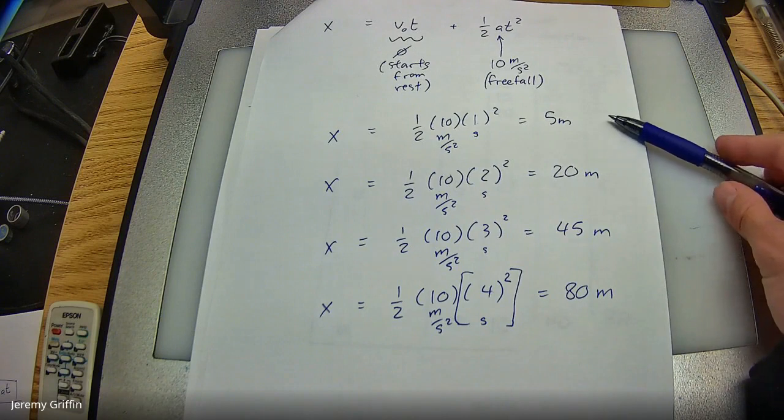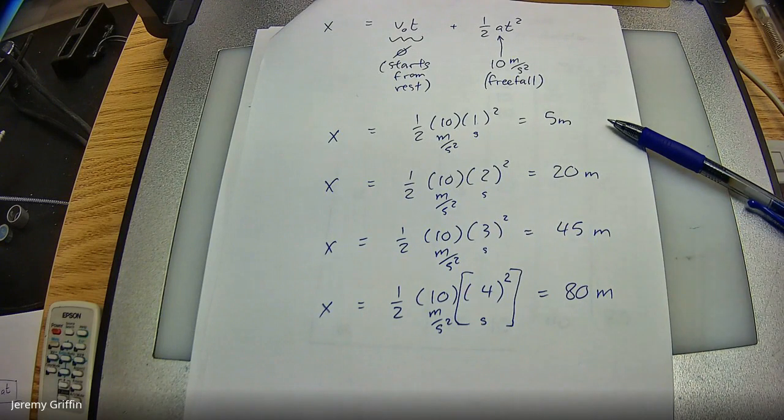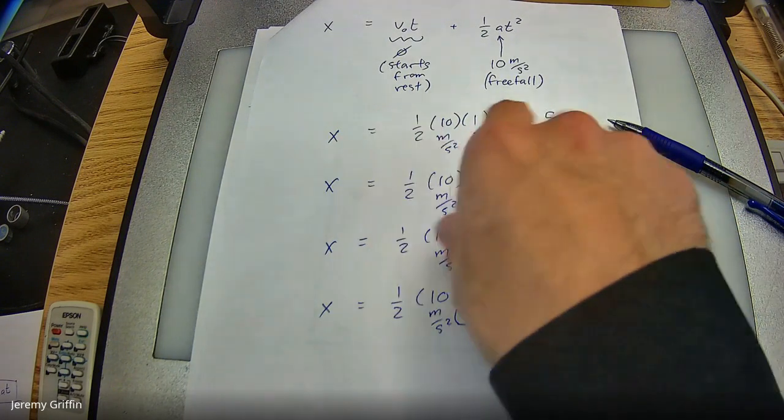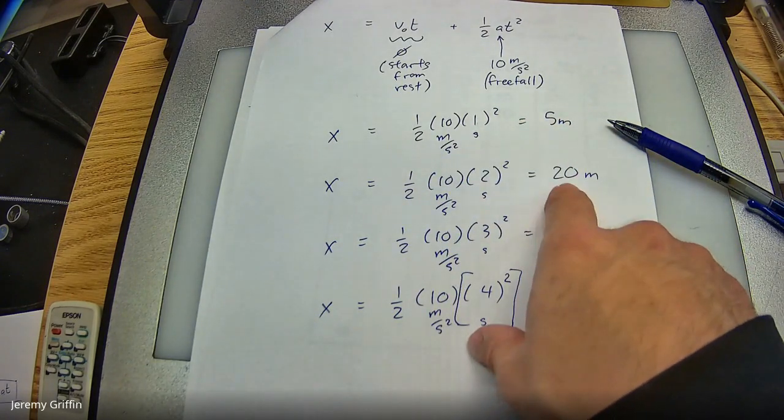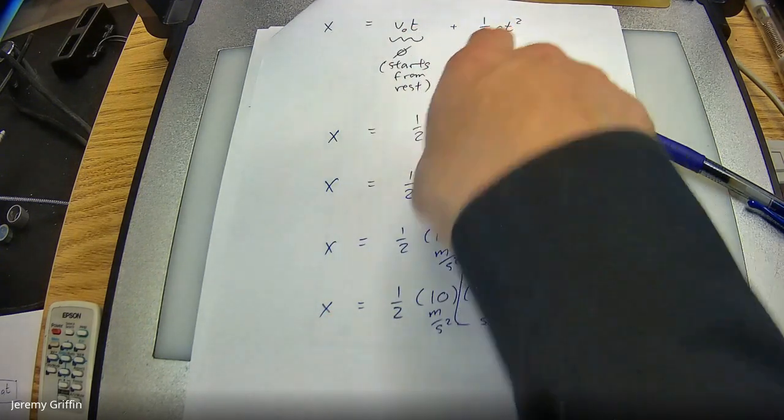I was going to ask you how far has it fallen after 1 second? A lot of students want to say 10 meters, but it's not. If you run the equation, it's actually 5 meters. Then after another second, it's up to 20 meters. I'm just doing 1/2 a t squared, right?